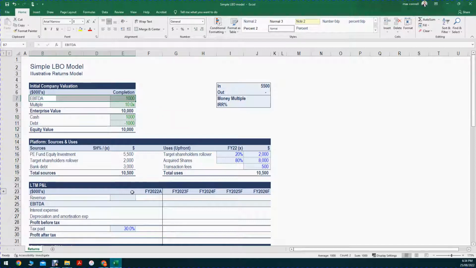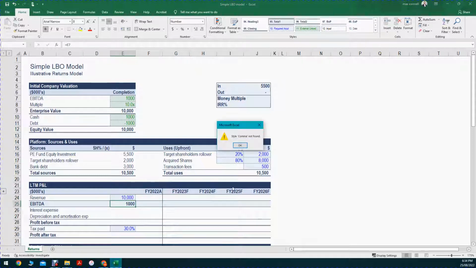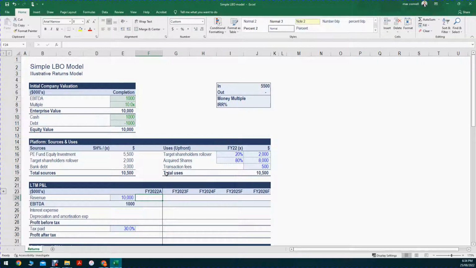So we need to calculate our profit and loss. Now, when we first bought the business, we don't have the revenue here, but let's assume that the revenue was 10,000. Just going to copy this formatting. Let's assume that when we bought the business, the revenue was 10,000 and the EBITDA was 1,000. Actually, I'm going to feed them into this section here.